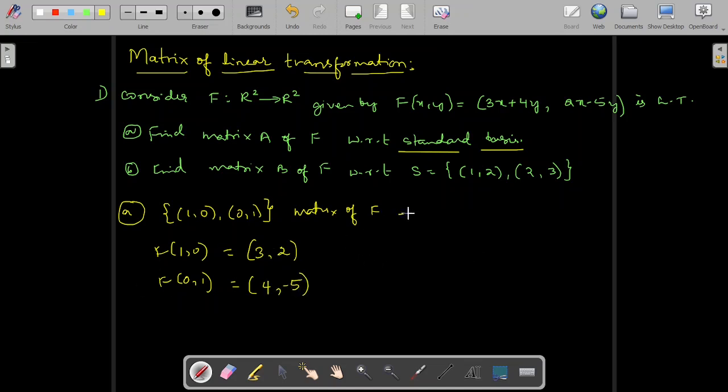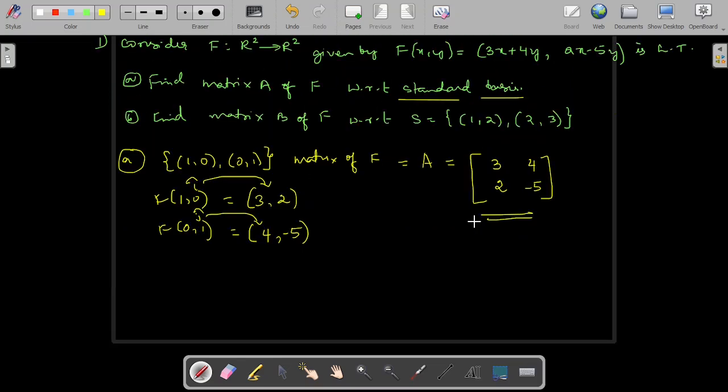Now matrix of f, which is equal to A, you have to write: this is where i cap goes after applying the transformation, and this is where j cap goes after applying the transformation. Now you have to write these vectors column-wise. (3, 2), this is the new position of i cap, and (4, -5), this is the new position of j cap. This is called the matrix of the transformation with respect to the standard basis.